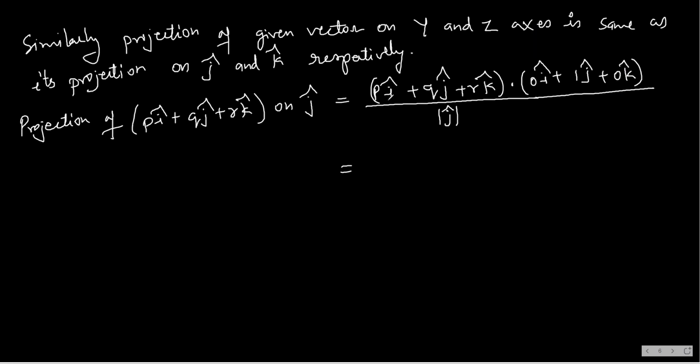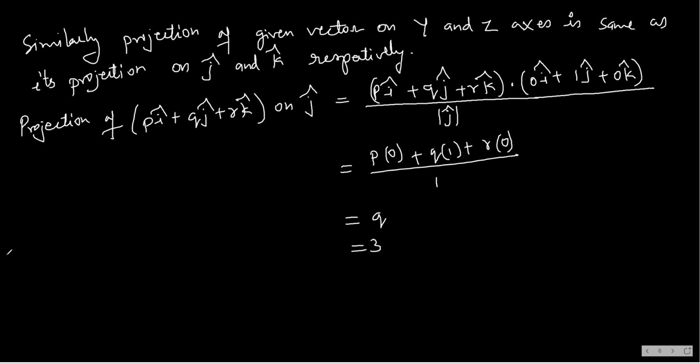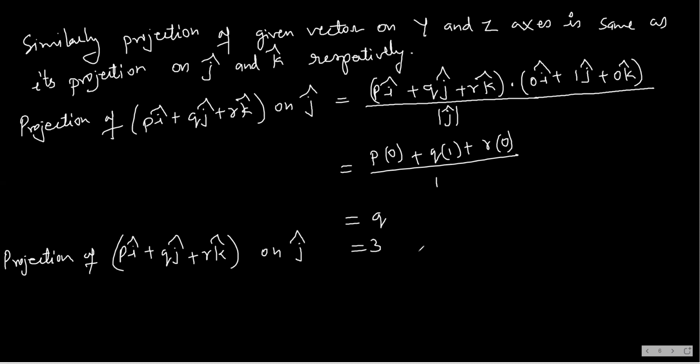So in the next step, you get the dot product of these two vectors, p into 0 plus q into 1 plus r into 0 upon mod j cap, which is 1. So what is that equal to? It is equal to q, and the q value we were given as 3. So what we got is the projection of pi cap plus qj cap plus rk cap on j cap equals 3. This is number 2.